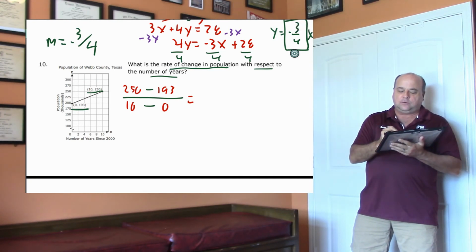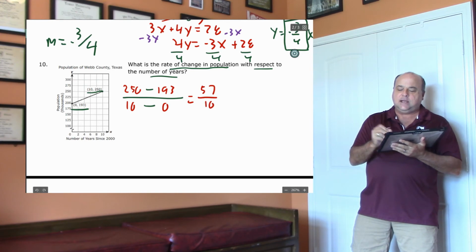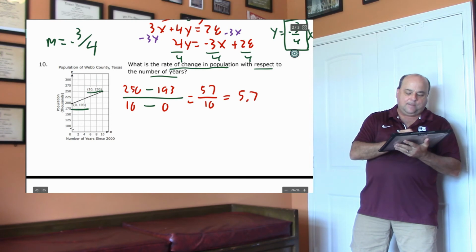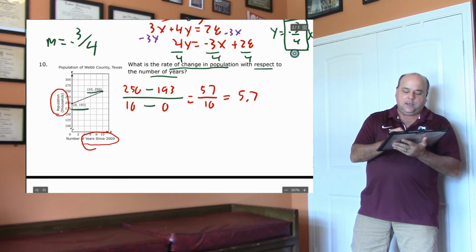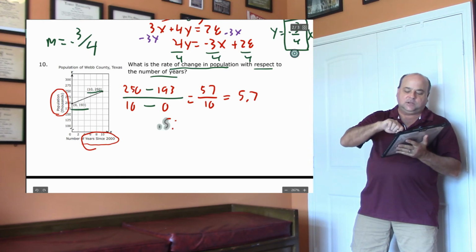250 minus 193 is 57 over 10. And if you divide that out, you'll get 5.7. And it's 5.7 population per year. So 5.7 thousand.